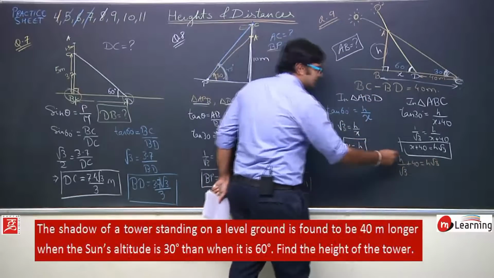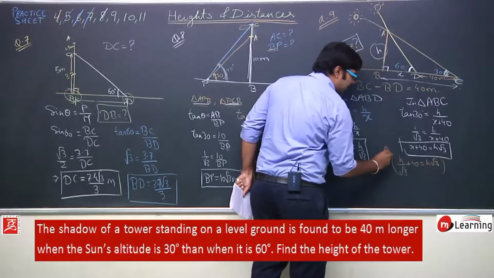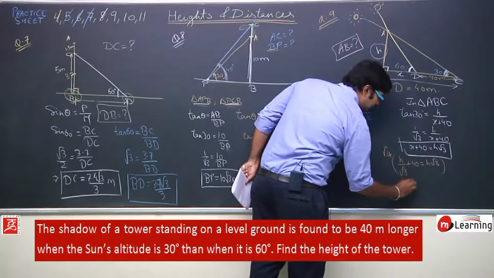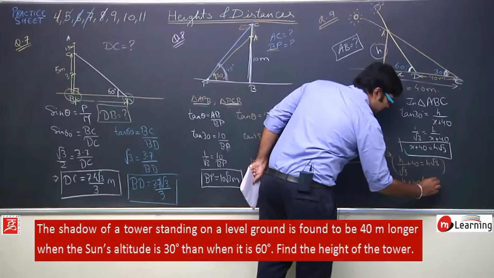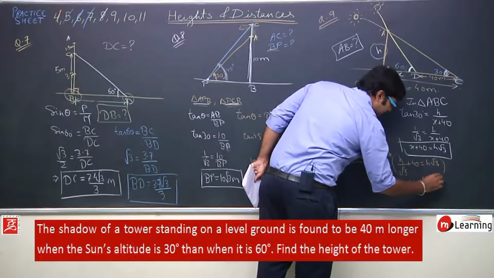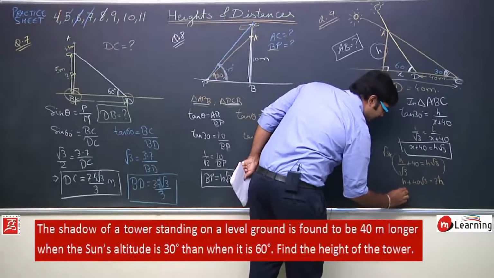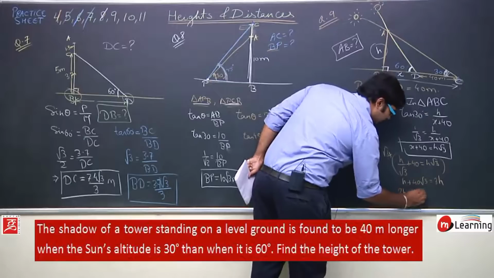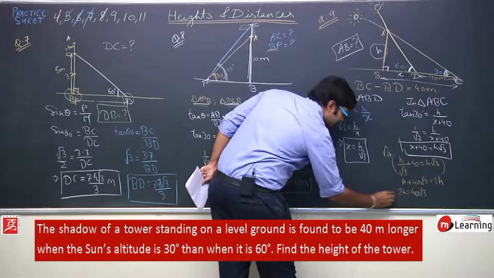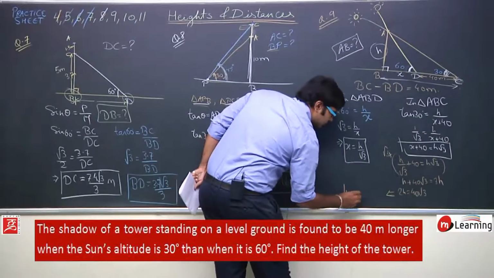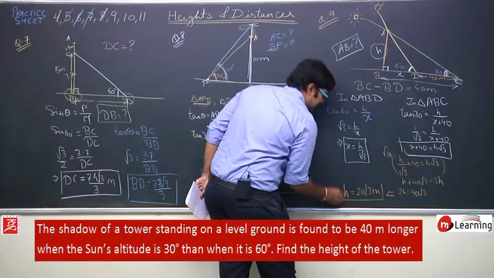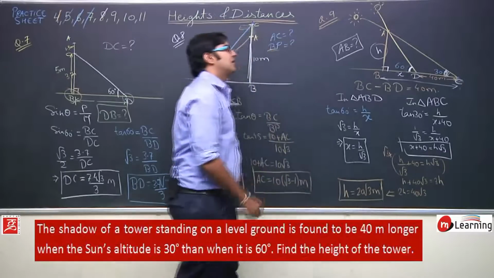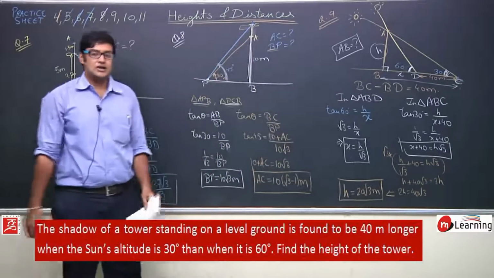Now multiply the complete equation by root 3, you will get h plus 40 root 3 is equal to, this is 3 into h root 3 is 3h. So this will give you 2h is equal to 40 root 3, which implies h is equal to 20 root 3 meters, which is the height of the tower. Okay, which is the height of the tower.